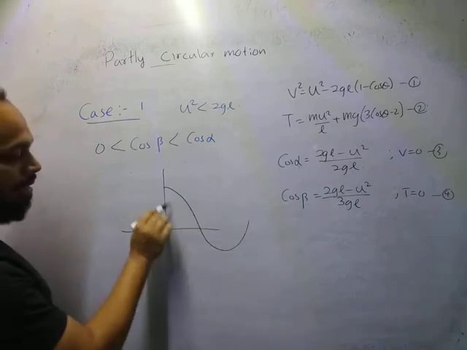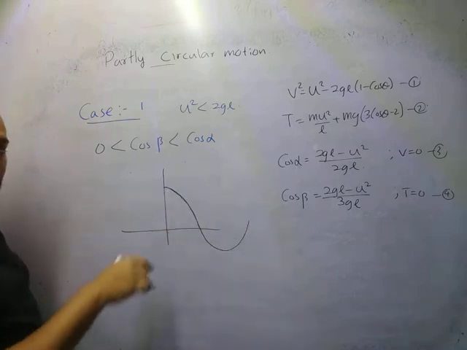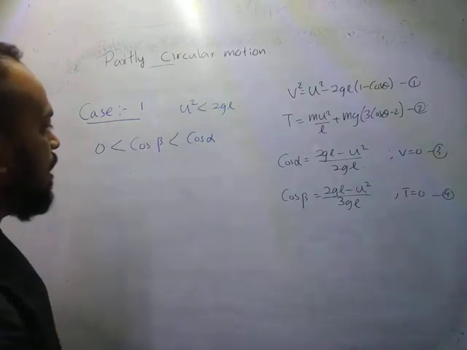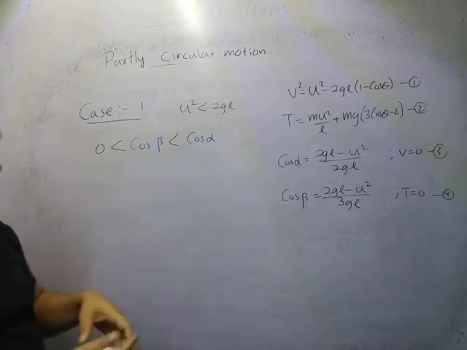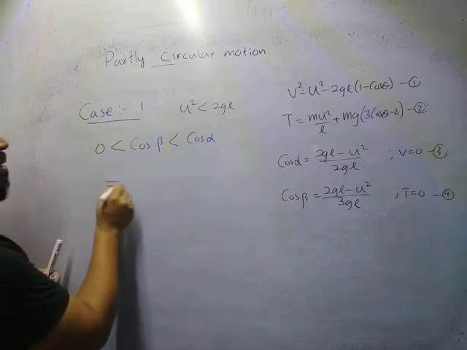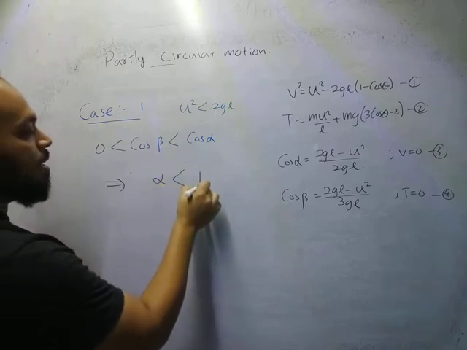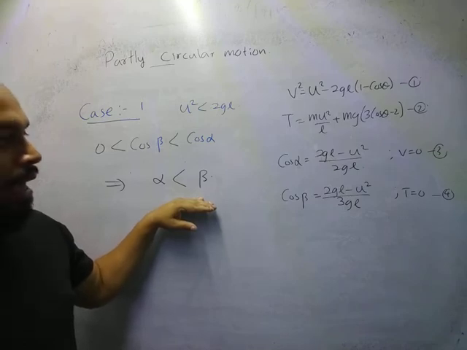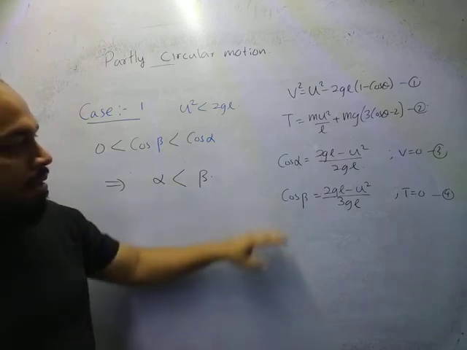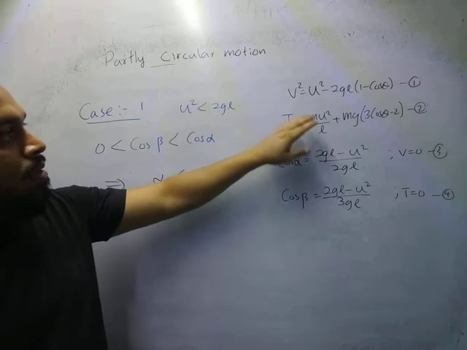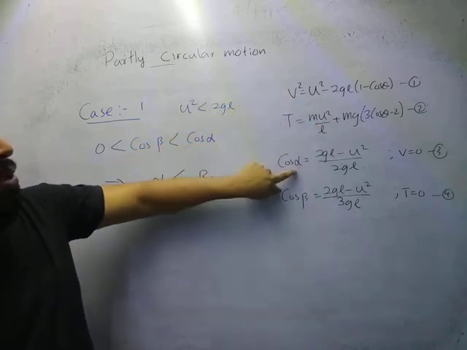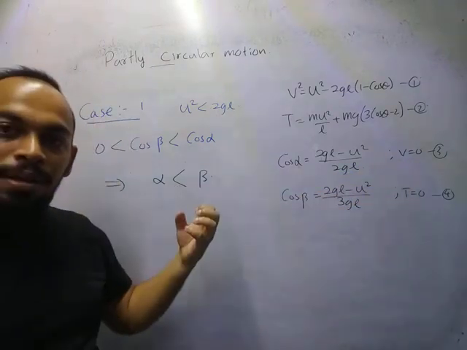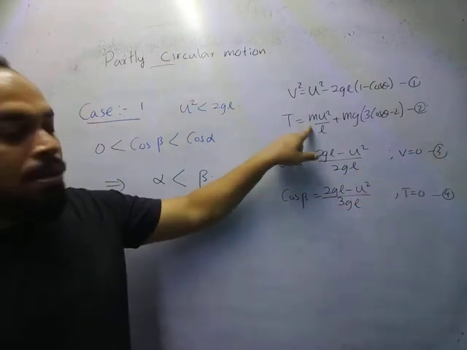Right? So when the angle increases, the cos of that angle decreases. So in this case, when cosine values are like this for two different angles, this implies alpha is less than beta. Alpha is less than beta means alpha is related to this cos alpha, right? Alpha is related to this. That is when V becomes 0, right? Beta is related to tension.